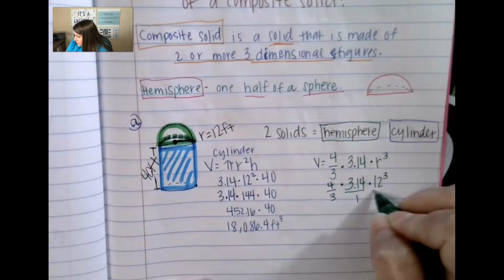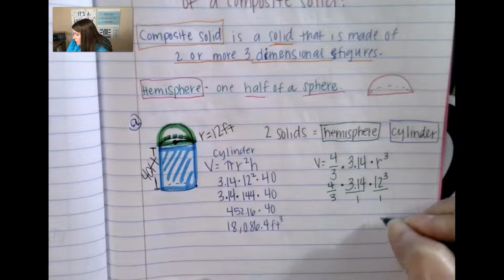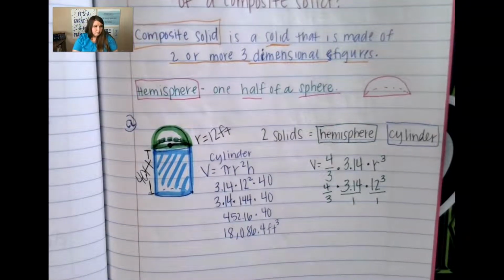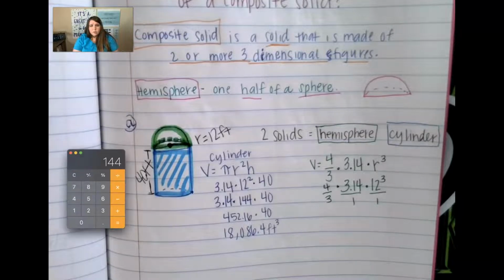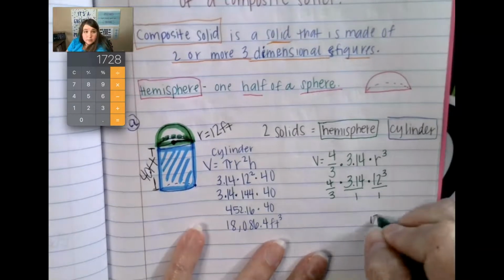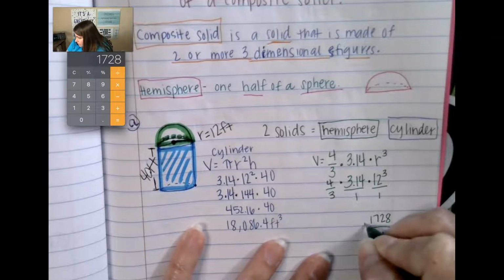And again, all of these are going to go over 1 so that we can just multiply straight across. So let's do 12 to the third power. When we do 12 to the third power, we know that 12 times 12 is 144, and then we're going to multiply that by another 12. And that is going to give us 1728 over 1.